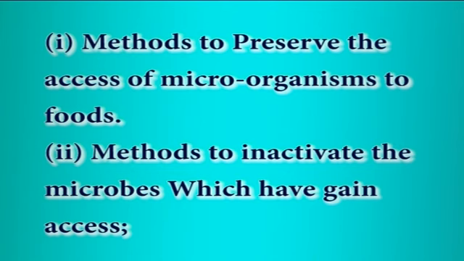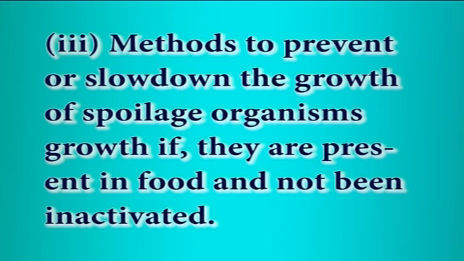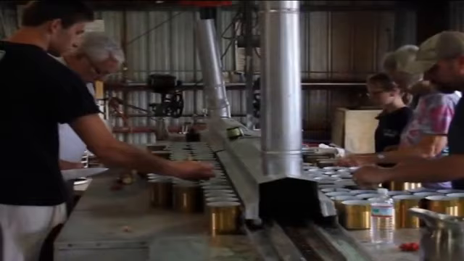broadly classified into three categories: methods to prevent the access of microorganisms to foods, methods to inactivate the microbes which have gained access, and methods to prevent or slow down the growth of spoilage organisms if ever they are present in food and have not been inactivated.